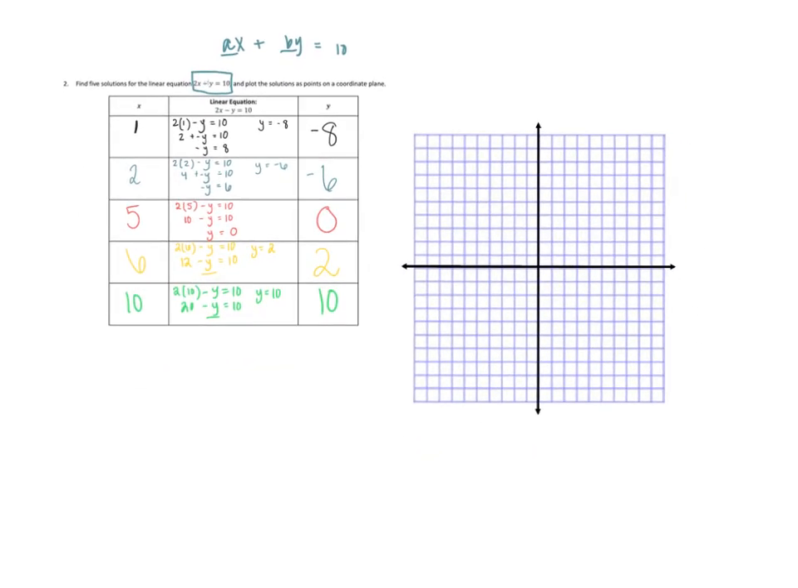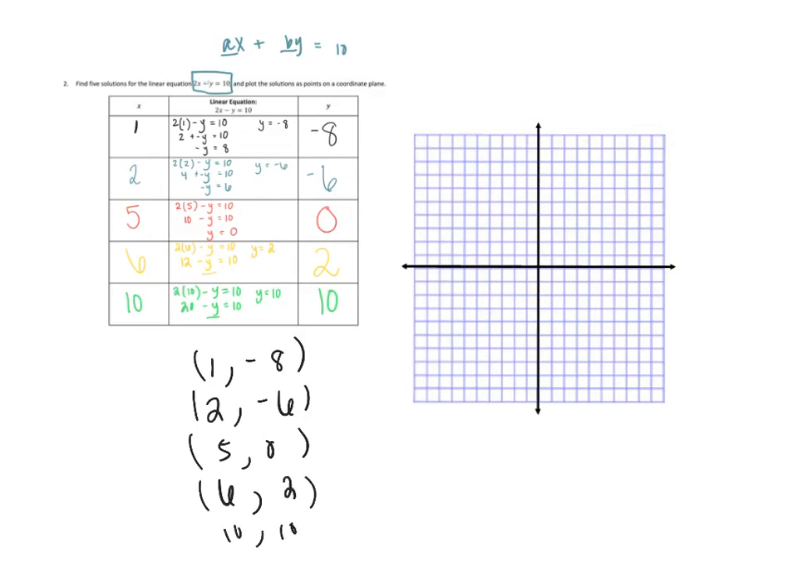I have (1, -8), (2, -6), (5, 0), (6, 2), and (10, 10). All right, so I'm going to just go ahead and plot them real quick. So I'm going to go over 1, down 8. 1, 2, 3, 4, 5, 6, 7, 8. Got that one. I'm going to go over 2, down 6. 1, 2, 3, 4, 5, 6.